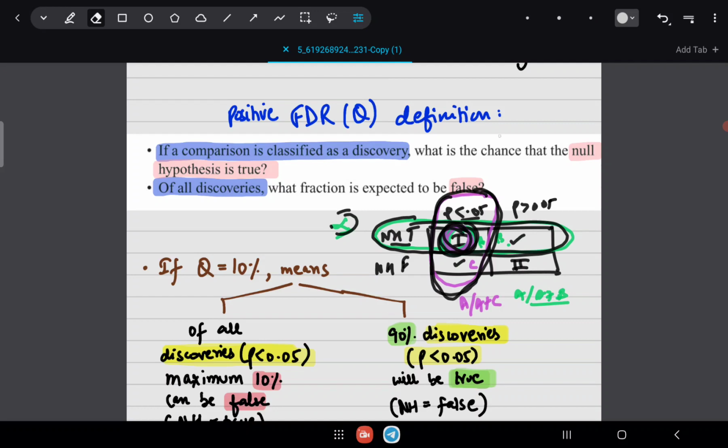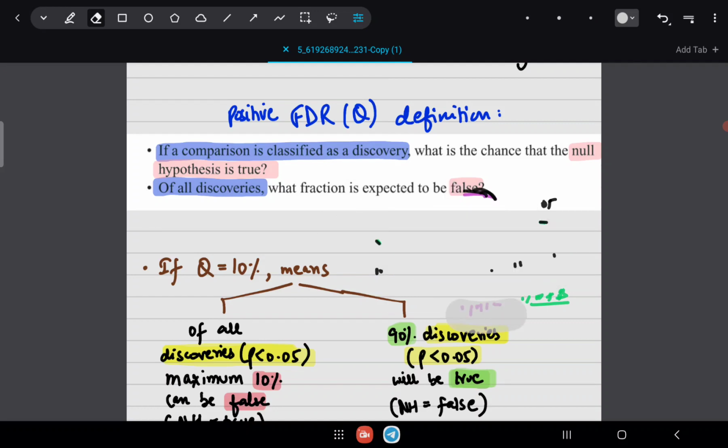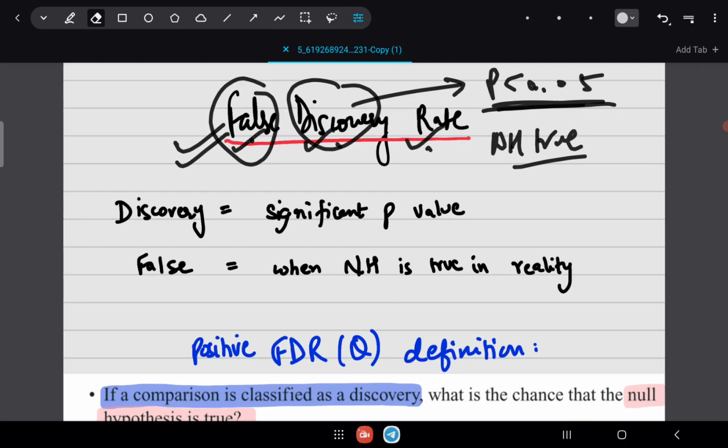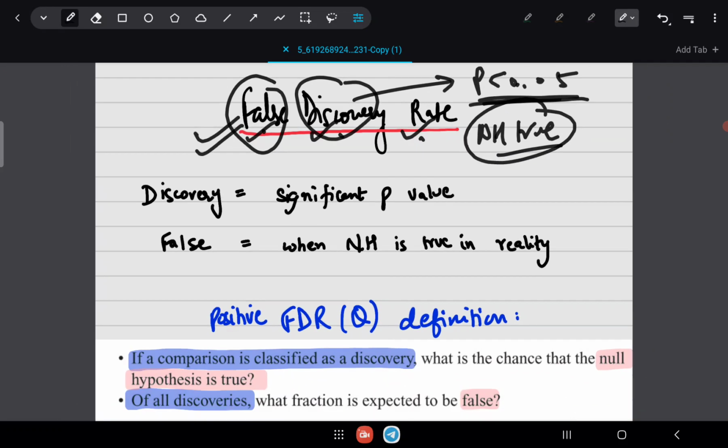Okay, so again, what is false discovery rate? It is when I made a discovery, meaning my p-value is significant. What is the probability that it should not have been significant? In reality, the null hypothesis is true. So by doing this kind of comparison, I can actually control the false discovery rate. Discovery means significant p-value, and false discovery means the null hypothesis is true in reality.